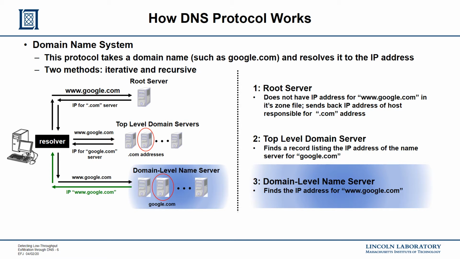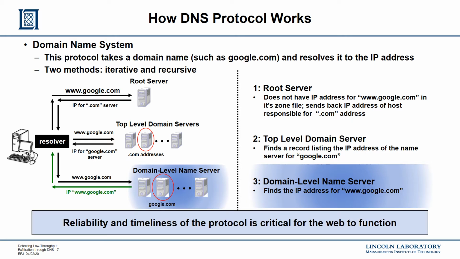One thing to note is that this example is the iterative method of the domain name system. There's also the recursive method, which is very similar, but instead of the DNS resolver receiving the response back at each step, the resolver hands off the responsibility to the DNS server, and then the DNS server queries other DNS servers to get the IP address for google.com. That DNS server then responds back to the DNS resolver with either the correct IP address or an error if it was unable to find it.